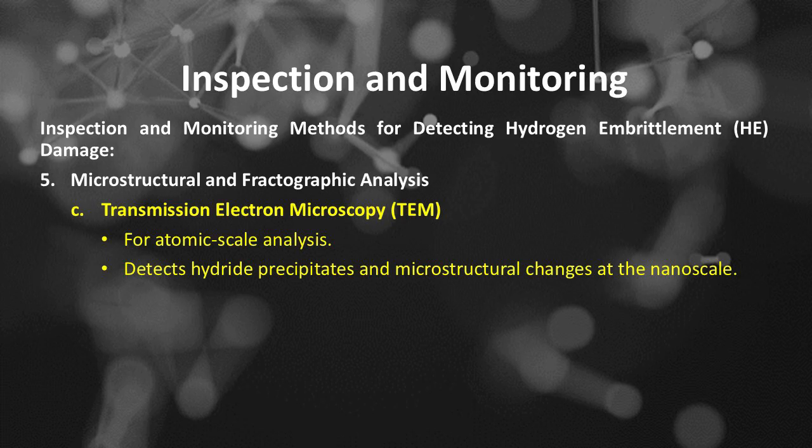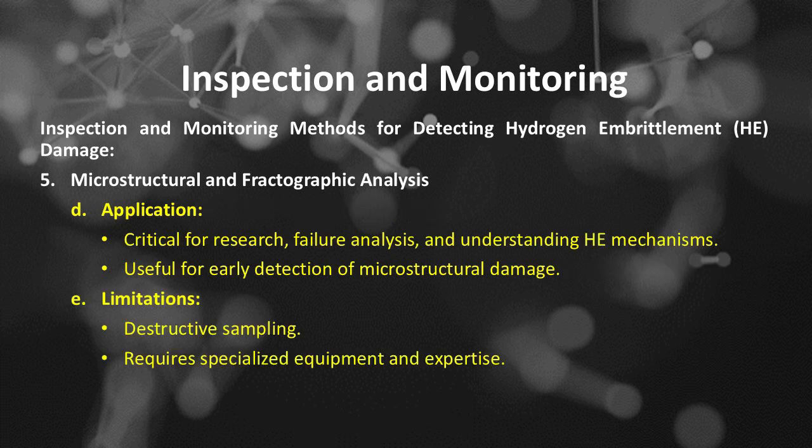Number C of microstructural and fractographic analysis is transmission electron microscopy, or TEM. It is used for atomic scale analysis. It detects hydride precipitates and microstructural changes at the nanoscale. Applications include being critical for research, failure analysis, and understanding HE mechanisms. It is useful for early detection of microstructural damage. Limitations include destructive sampling, and requiring specialized equipment and expertise.